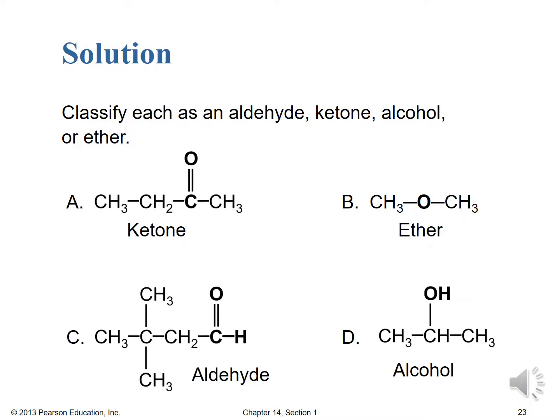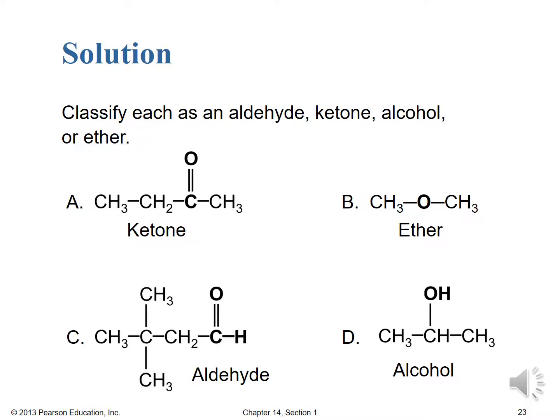All right, compound A has the carbonyl, carbon groups on either side, therefore it's a ketone. B, we have an oxygen that bridges 2 carbon groups, that's characteristic of an ether. For C, we have a carbonyl group with a hydrogen bonded to the carbon on one side and then a carbon group to the other, so that's an aldehyde. And then D, we have an OH group bonded to a carbon, that is an alcohol.